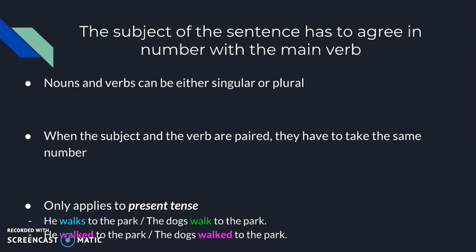The subject-verb agreement mainly applies to the present tense. Subject-verb agreement does not need to be applied in past tense, as most of the time the verb is used in the same way for both plural and singular subjects. This is exemplified in the example shown on the slide.